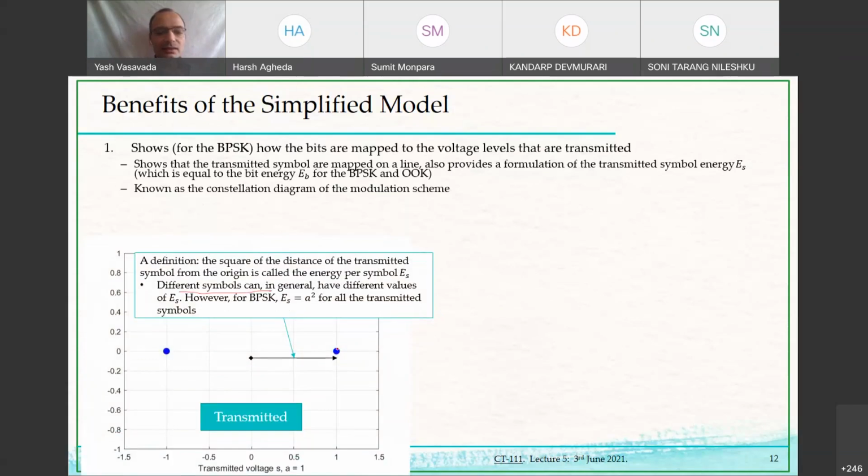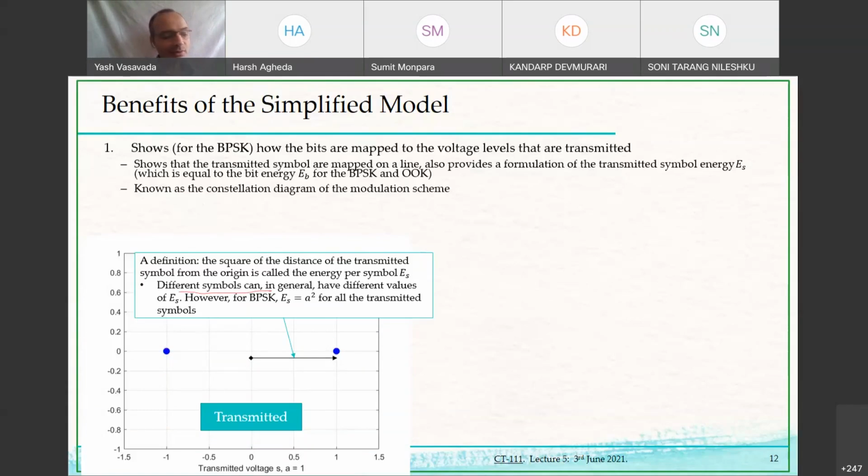See, in this example, A is equal to 1. Bit 1 got transmitted using plus A, meaning plus 1 volt. Bit 0 got transmitted using minus 1 volt. And so all that this constellation diagram does is put two dots at plus 1 and minus 1 volt. The good thing about this constellation diagram is that it summarizes what the modulator is doing.